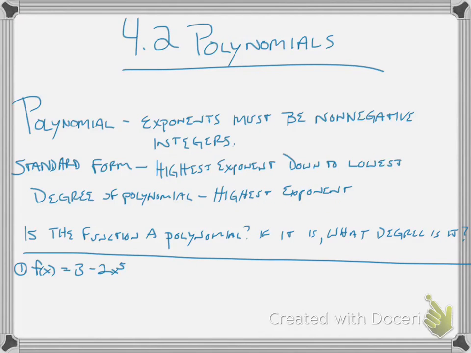Okay, so we're telling whether these are polynomials or not. And if they are, what is the highest exponent? What is the degree? This is 3 minus 2x to the fifth. So this is a polynomial, and the degree is 5. If it was written in standard form, you would put the negative 2x to the fifth first, then plus 3.